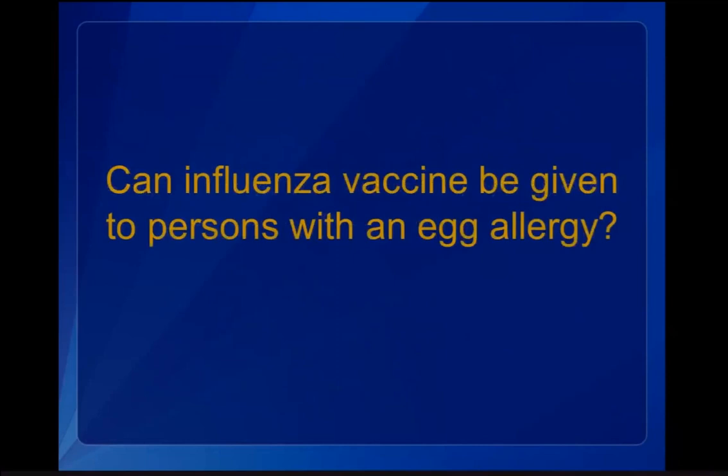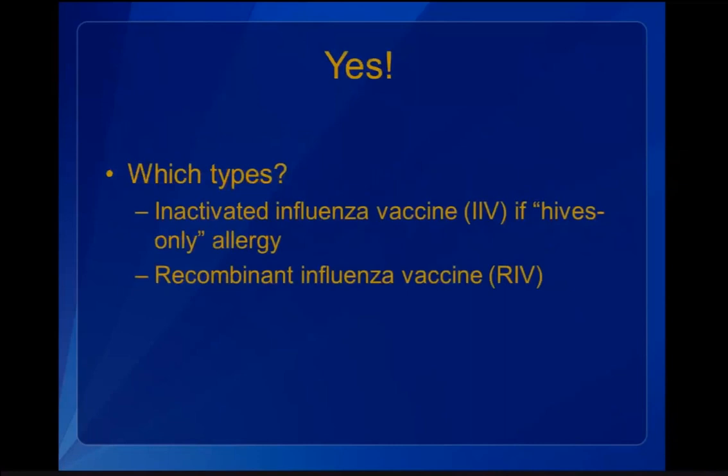So, can influenza vaccine be given to persons with an egg allergy? It can be, yes, but it depends on the type. The two types that you can give if the person has an egg allergy: if it's a hives-only allergy, so that's all that happened, you can give them the inactivated influenza vaccine. Now, you can always give recombinant influenza vaccine, the RIV, even if they had a more severe reaction, because this is recombinant, it's not made with eggs. You don't have that as a substrate. So they can receive the RIV.